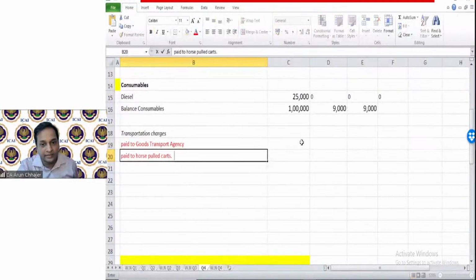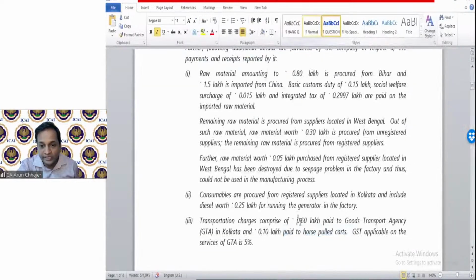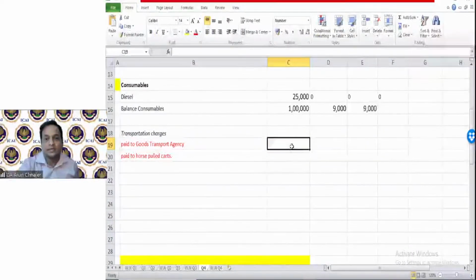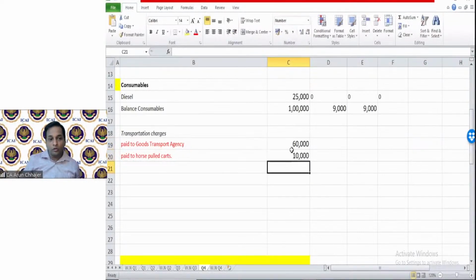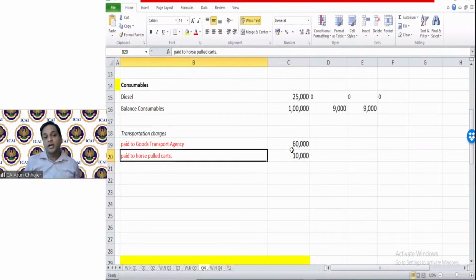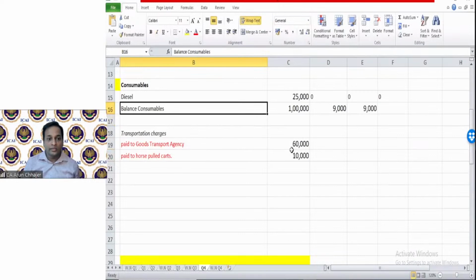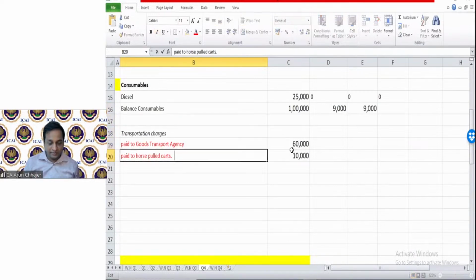Now, please comment: do we need to pay the tax under RCM on both, or only on GTA, or only on horse pull cart? And give me comment why there is no tax or why there is tax on both items, whether RCM is applicable on both items or not. Please give me the comment.